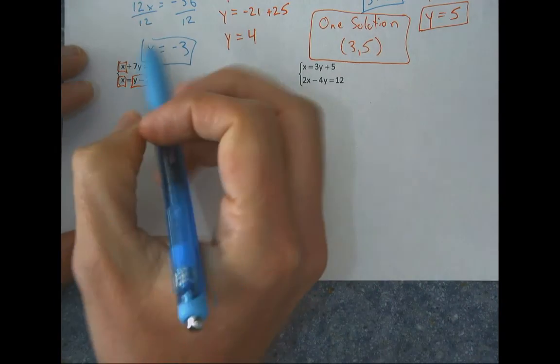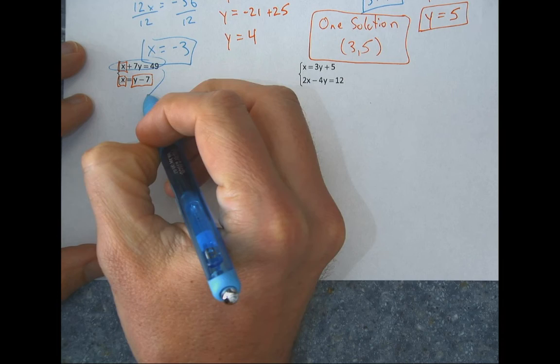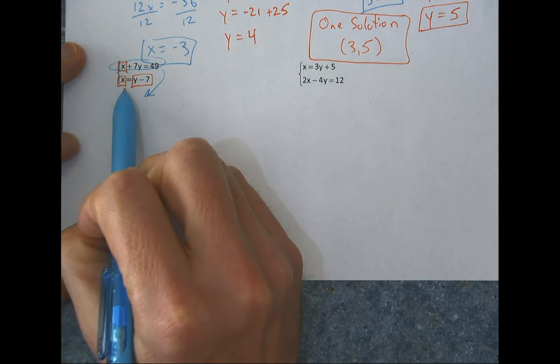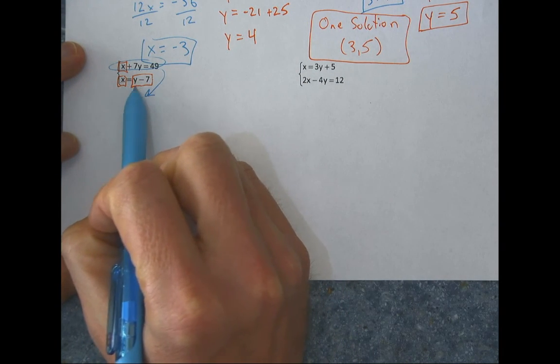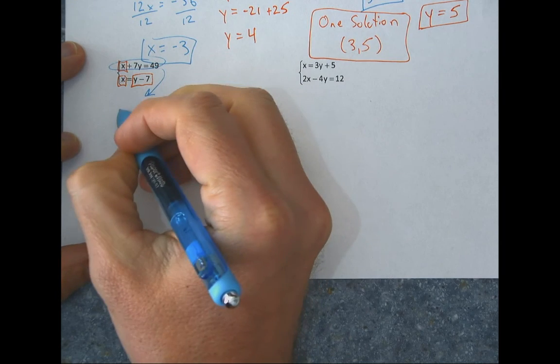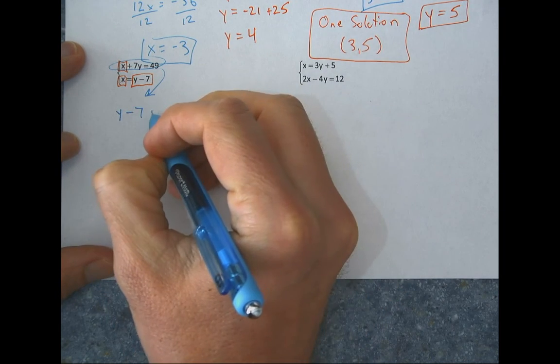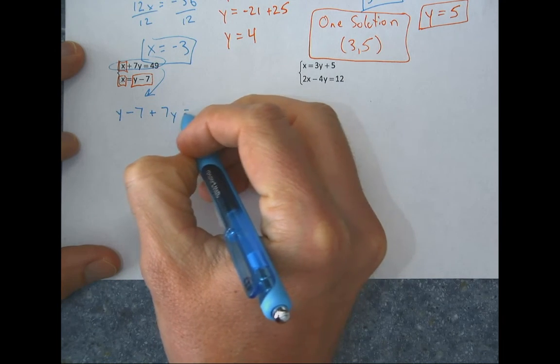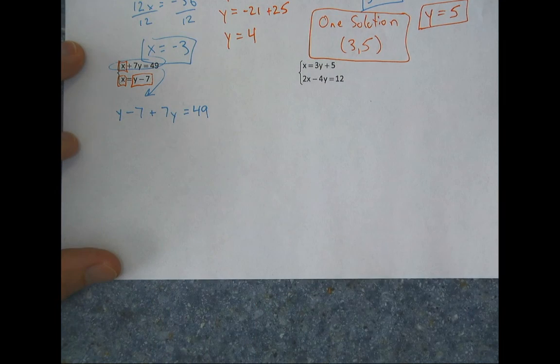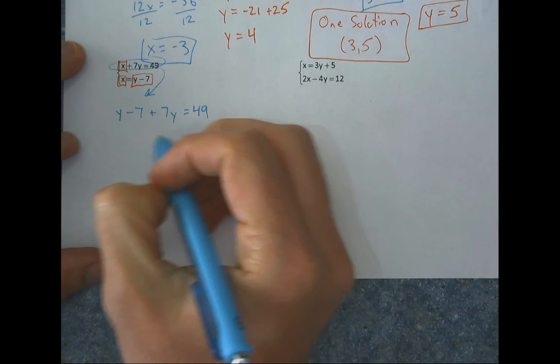Okay, so I'm going to actually rewrite this whole thing, but instead of the x, I'm going to put in what x is equal to. X is equal to y minus 7. So rewriting this, but with y minus 7 in for x, plus 7y equals 49. All right, now all I got to do is solve this.